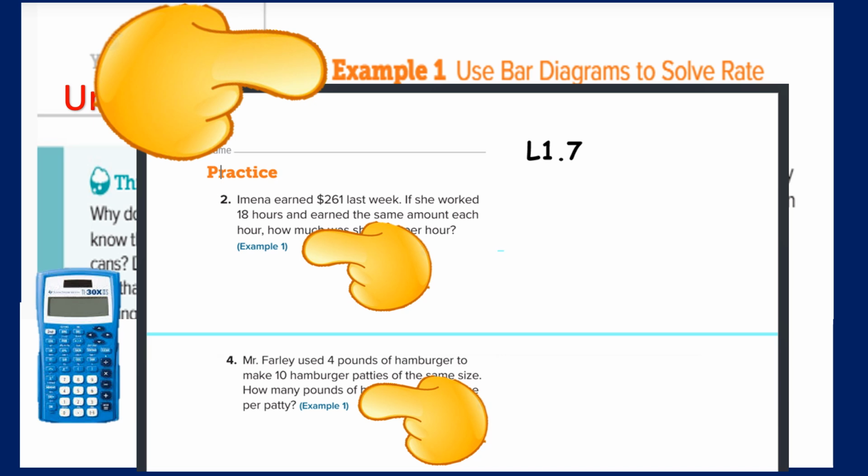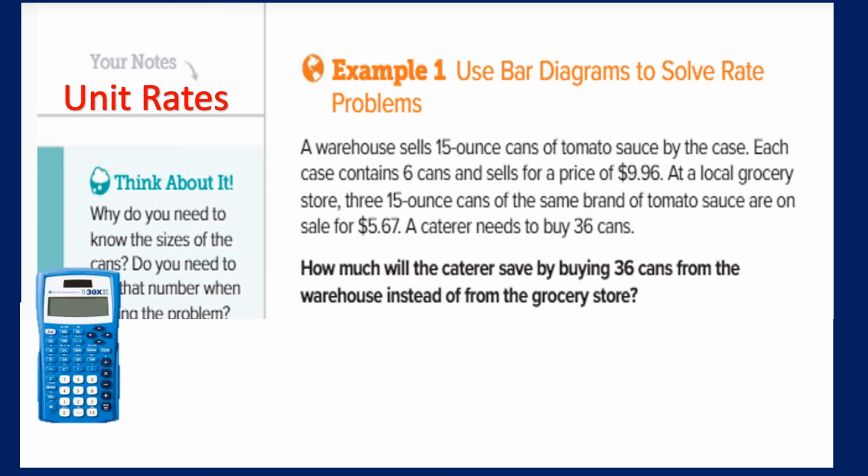So knowing and noticing what example you're using from the lesson on the homework could truly be beneficial to you. All right, so in this example, it says a warehouse sells 15-ounce cans of tomato sauce by the case. Each case contains 6 cans and sells for a price of $9.96. At a local grocery store, 3 15-ounce cans of the same brand of tomato sauce are on sale for $5.67. A caterer needs to buy 36 cans.